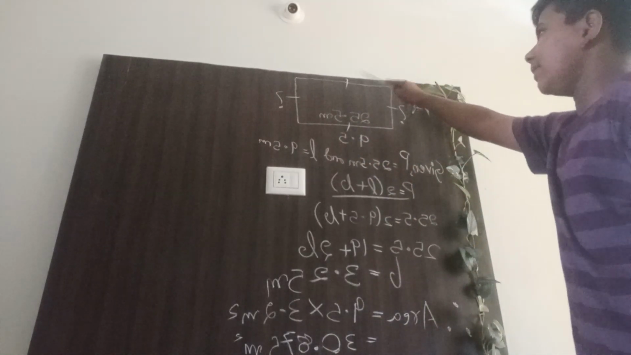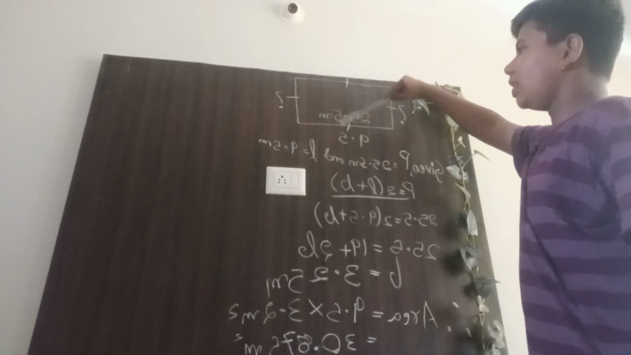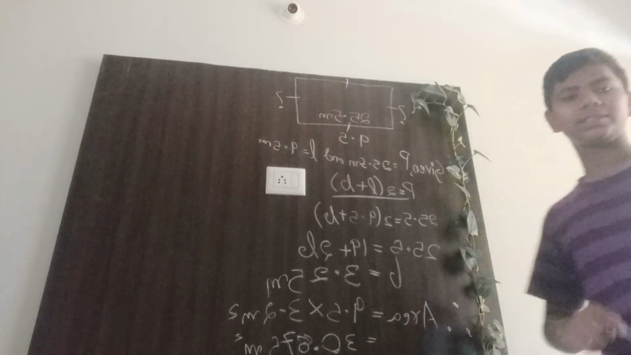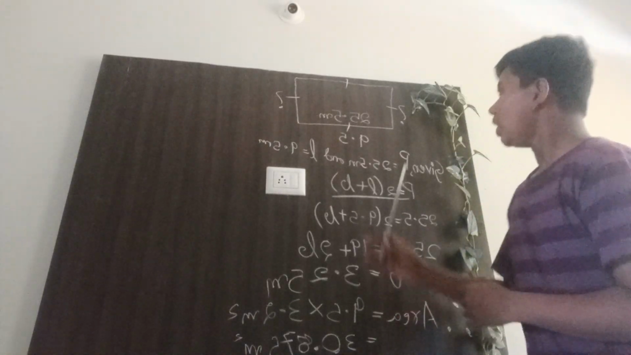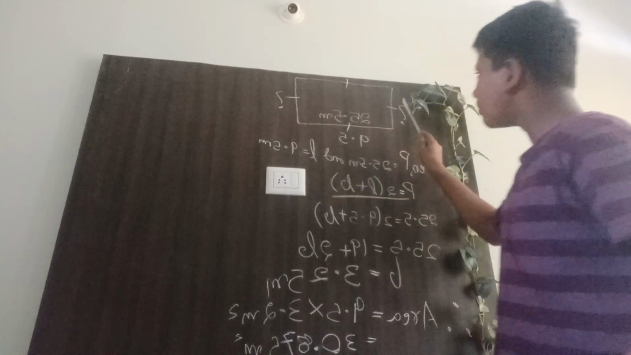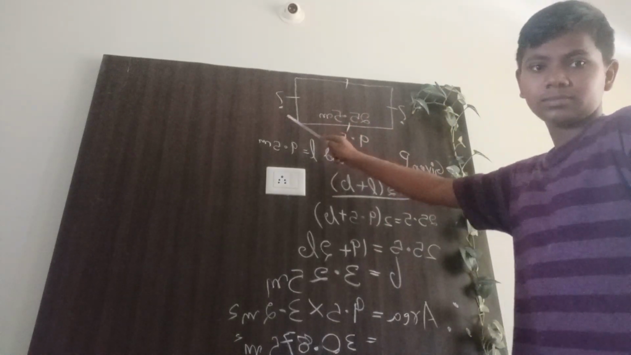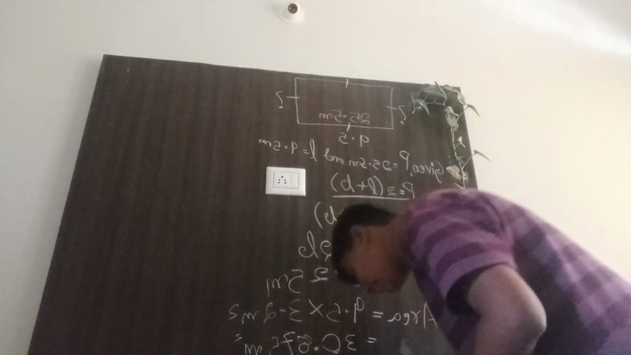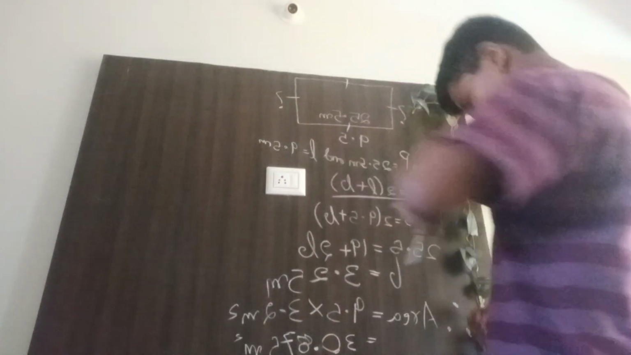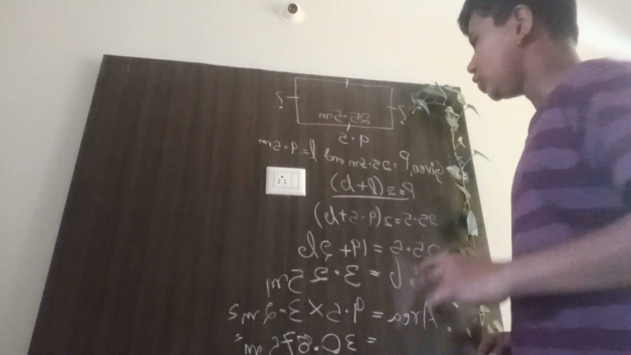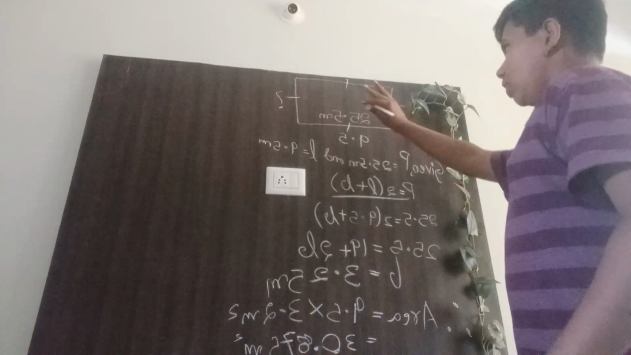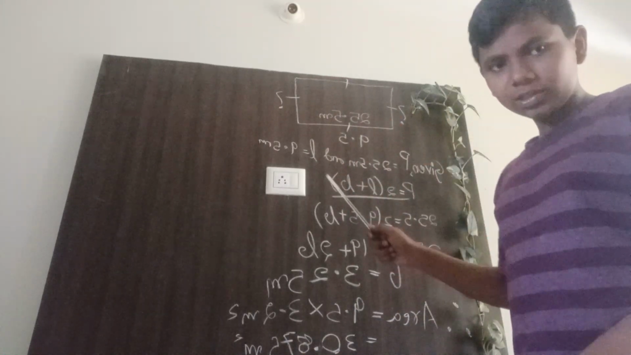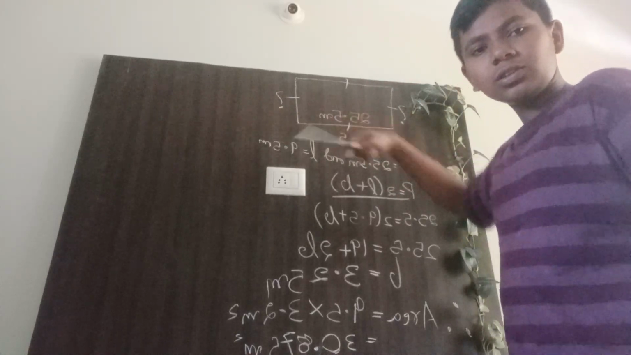And they have given the length, which is 9.5. Now they have not given the breadth. This is the breadth, so they have not given it. They have said to calculate its area in square meter. First we'll find the breadth, then we can find the area of this rectangle.